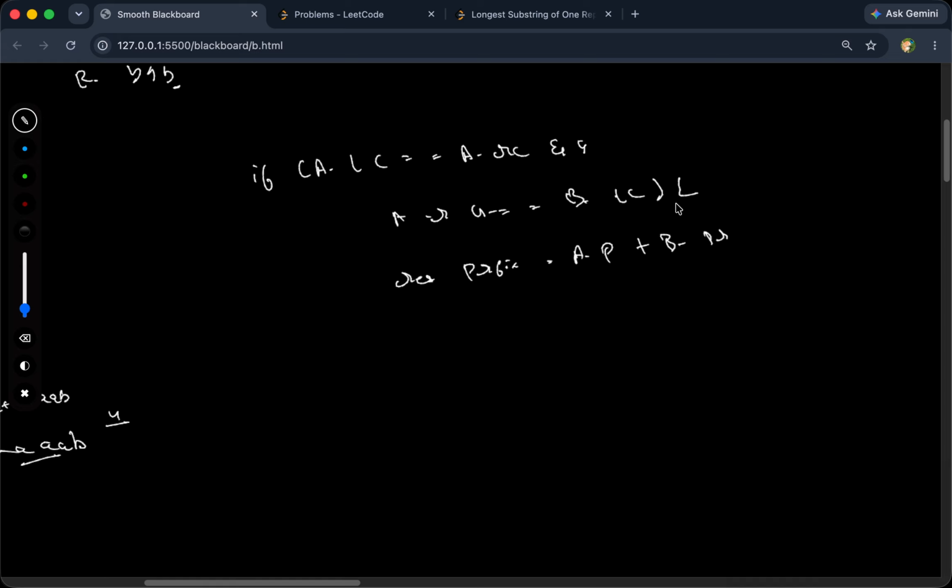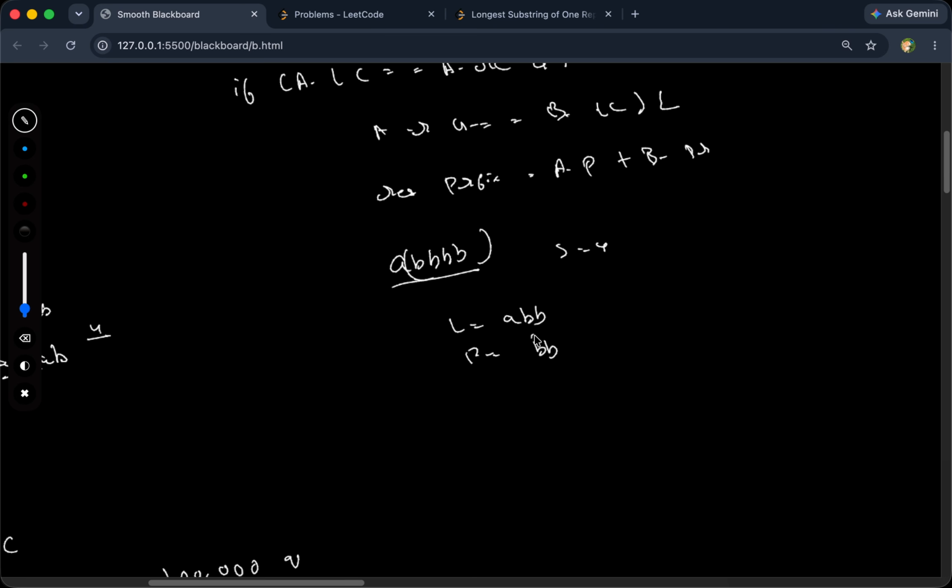Now we have to find the suffix. See, suffix means how many equal characters are continuously present at the end. So example a b b b b, at the end there are 4 b's. Okay, so the suffix is 4. Suppose left is equal to a b b and right is equal to b b, so if we combine this, our string becomes a b b b b. Okay, so the suffix becomes 1 2 3 4.